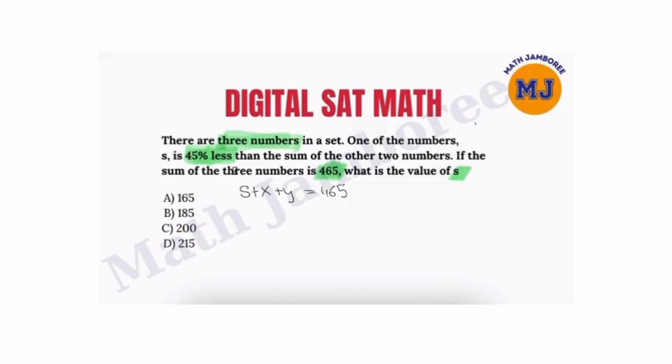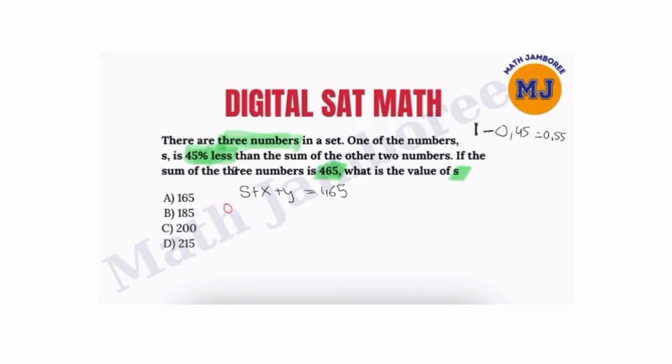Now it's 45%. So one whole is 1, right? Minus 45% is 0.45. And then you just calculate that, which is 0.55. And now I'm going to find X plus Y, right? We want to find X plus Y.